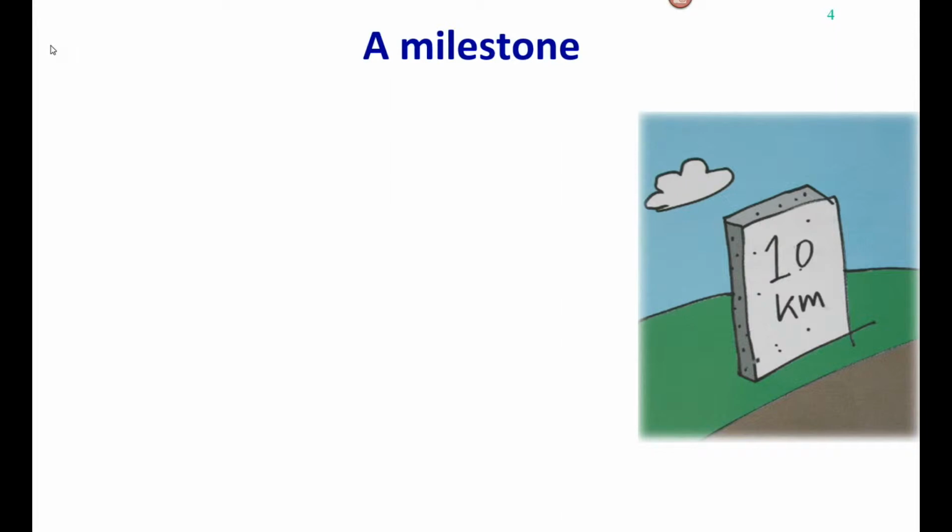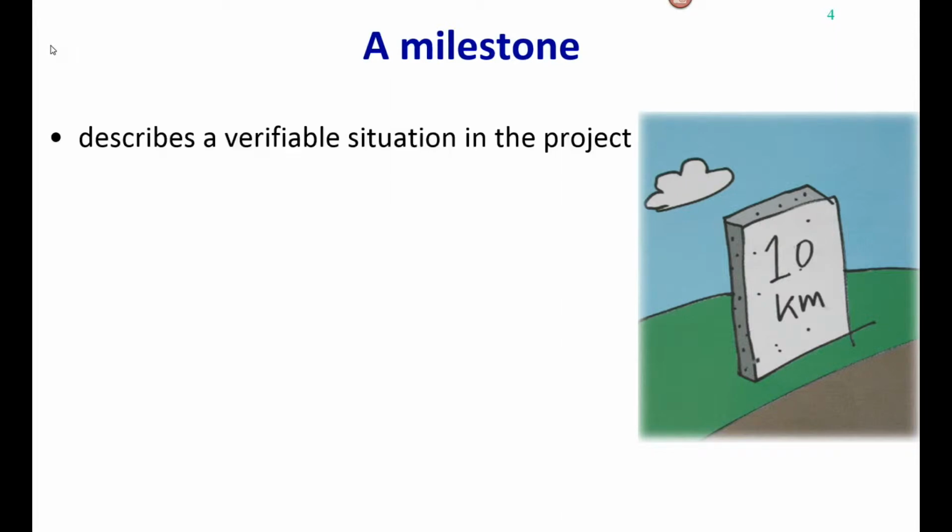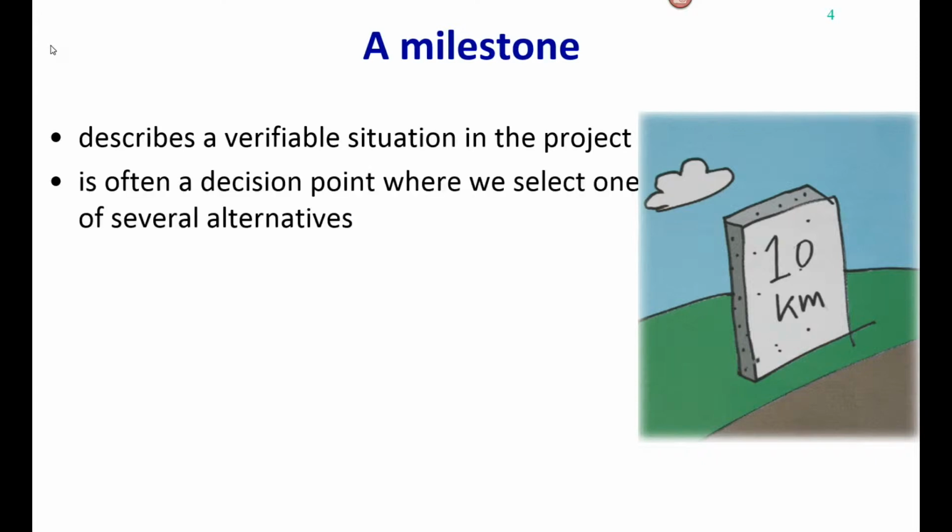A milestone, on the other hand, is a situation that we can verify in a project. So we're talking about situations here. We are talking about kind of goals. Of course, a goal is a future desired situation. This is a situation that we have to pass through in a project in order to continue. Very often it is a decision point where we will select one of several alternatives. And of course, before we have done that selection and made our choice, how can we define or come up with activities?